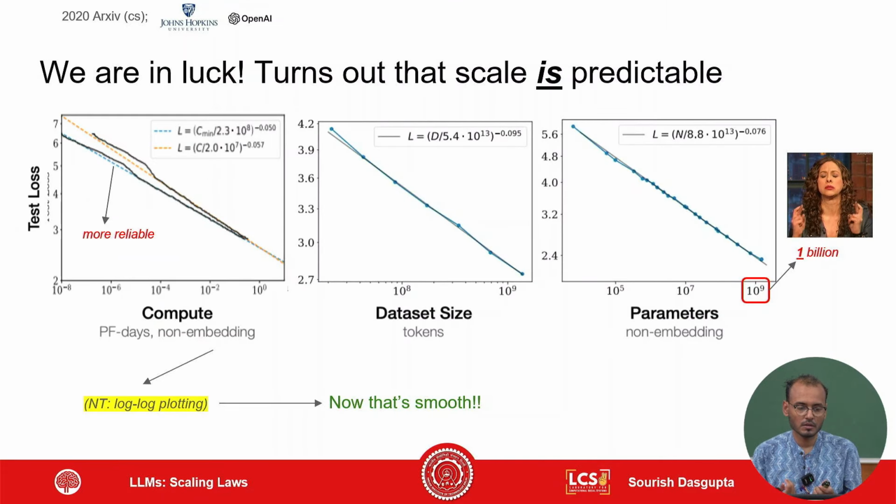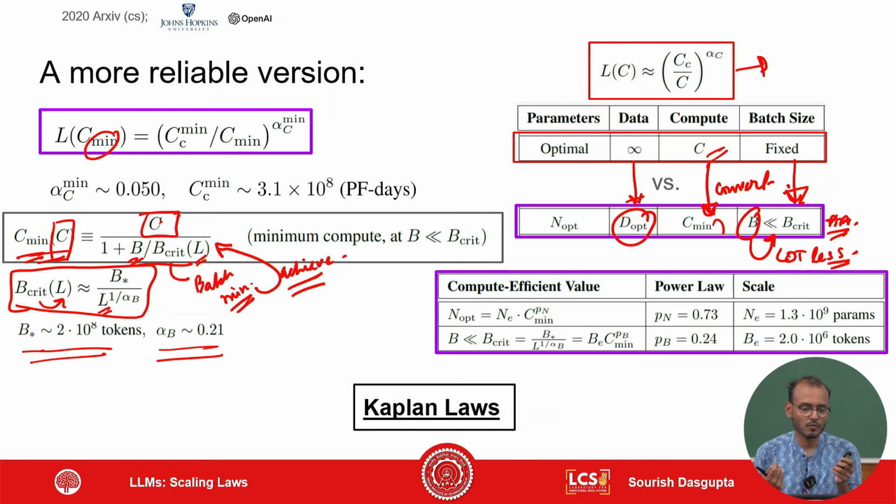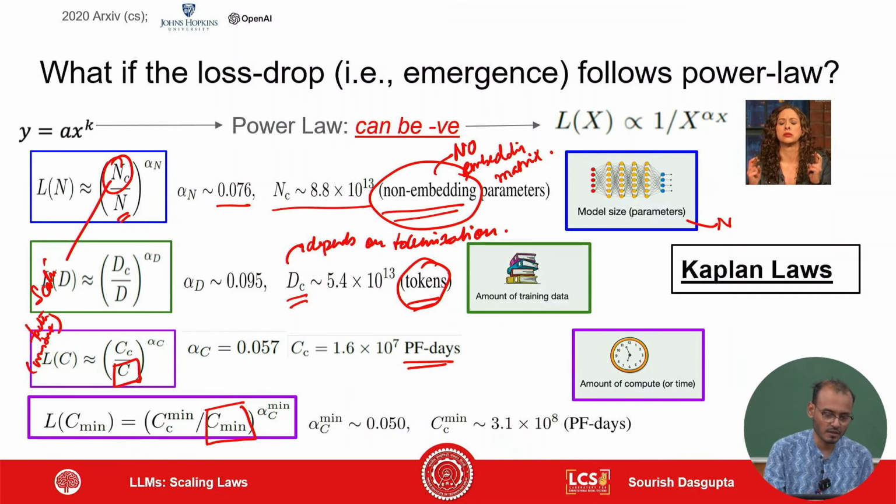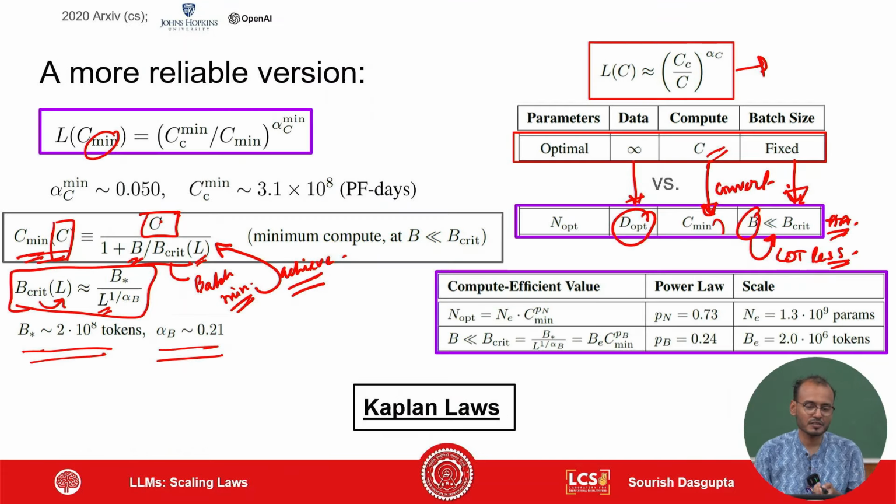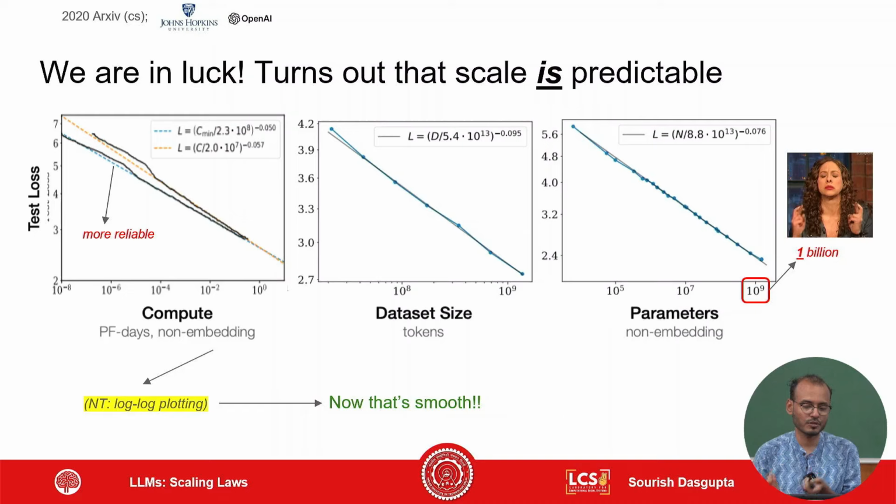So it turns out that we are in luck. All these so-called laws were just predictions. They were like hypotheses, right? That, well, this is how it would look. It just turns out that when they actually did those experiments, they started seeing that the model was literally sticking to that line.